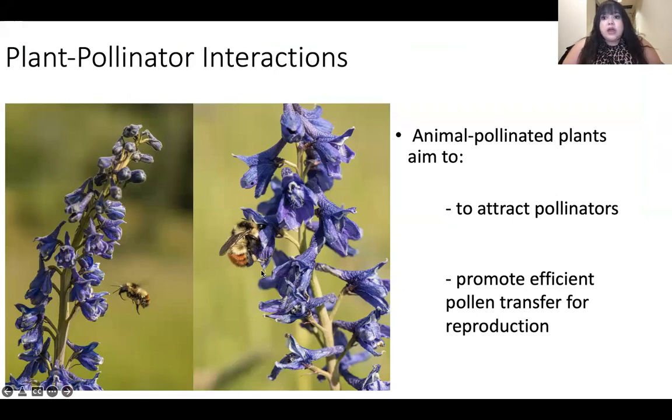The function of every flower is similar across the spectrum of different species and their interaction with pollinators. Animal pollinated plants aim to do two main things. They aim to attract pollinators to entice flower visitation, as well as promote efficient pollen transfer for reproduction between the flower and the pollinator.